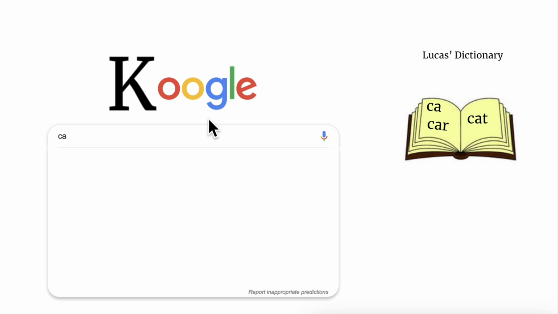The search results need to be based entirely on Lucas' very limited vocabulary. For example, if Lucas types CA, the search engine would show related words like CAR, car, CAT, cat. This demonstrates that it is a highly customized search engine based only on Lucas' very limited vocabulary. To implement such a customized search engine, we can use a data structure called a trie.